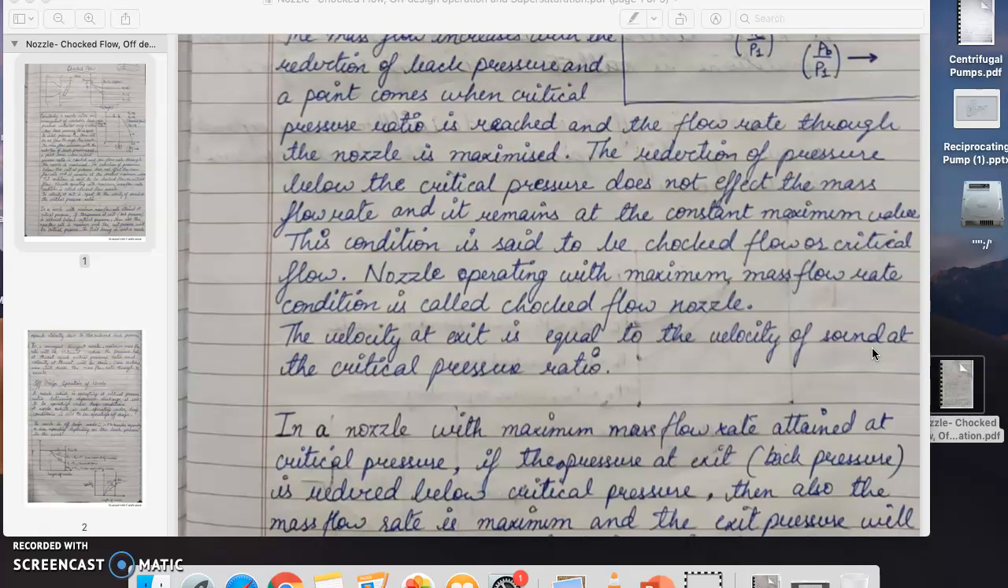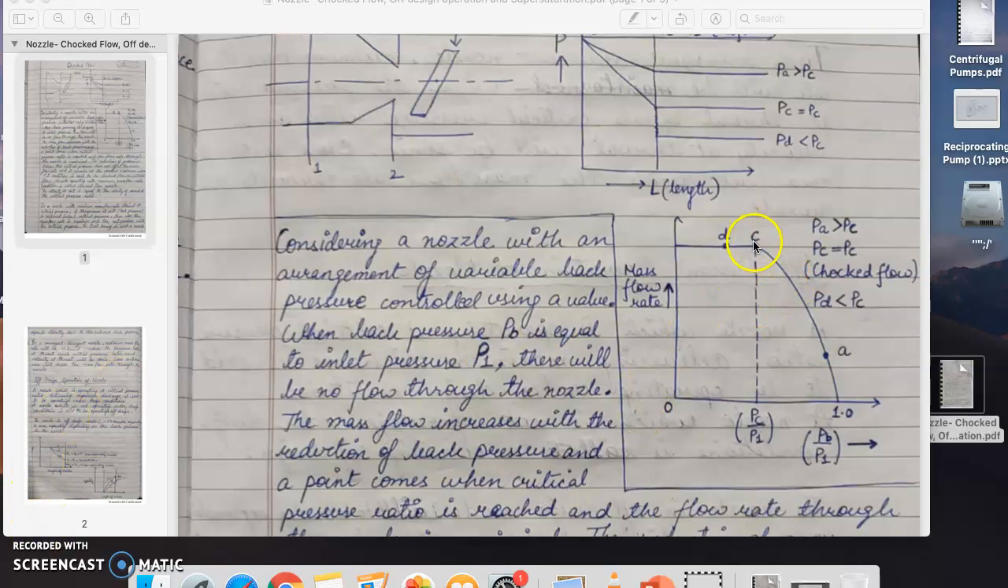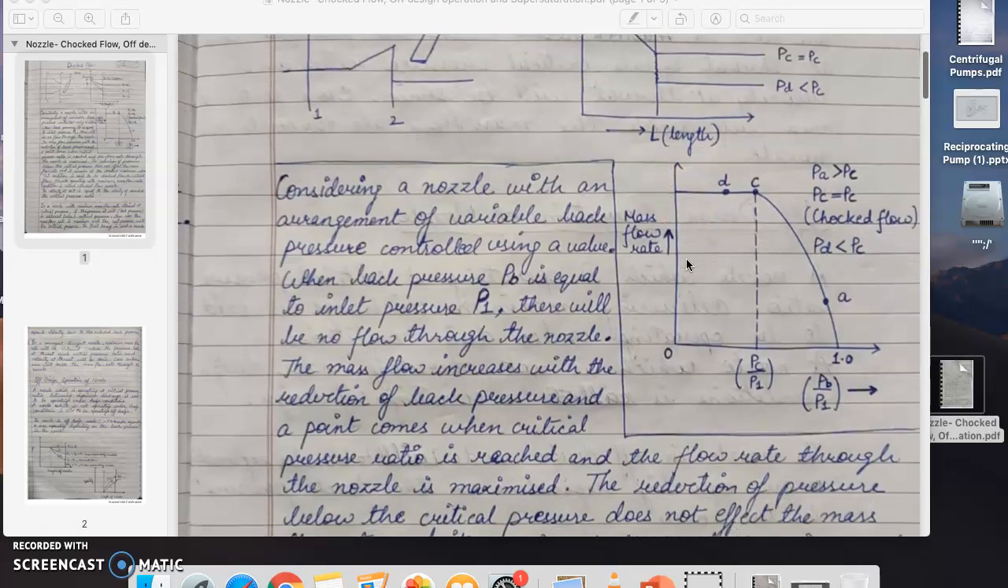Now obviously the nozzle will operate at the maximum mass flow conditions in choked flow. When the pressure ratio is reduced below this point C, the same mass flow rate will flow out through the nozzle, and the exit pressure will also remain the same. However, beyond the exit, the steam will flow violently down to the reduced back pressure, which is at a certain point. So this is all about choked flow.